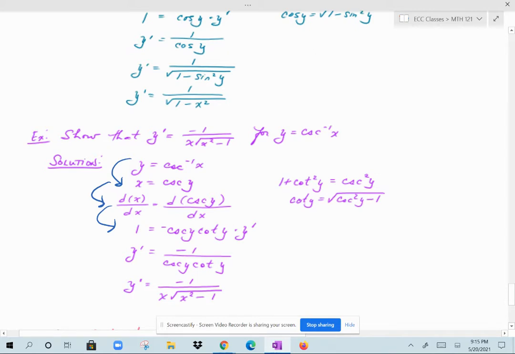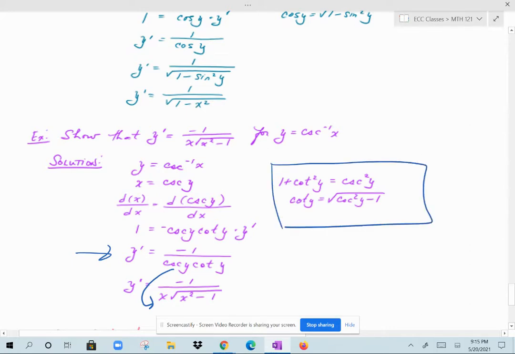Okay, so if I solve for y prime, that means I divide both sides by negative cosecant y cotangent y, which is what I get here. Now that doesn't exactly look like this, but now we're going to do some substitution. So I know that cosecant of y is equal to x, so I can immediately replace that with x. But to deal with the cotangent of y, I turn back to one of the Pythagorean identities. One of those identities is 1 plus cotangent squared of y equals cosecant squared of y. And if I solve this for cotangent, you'll get the square root of cosecant squared of y minus 1.